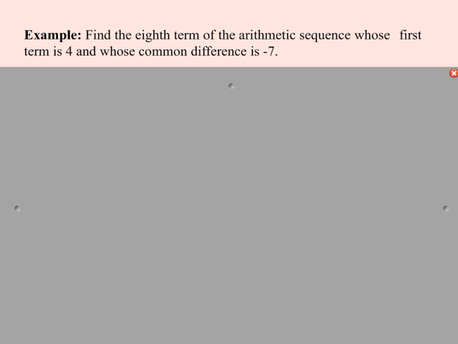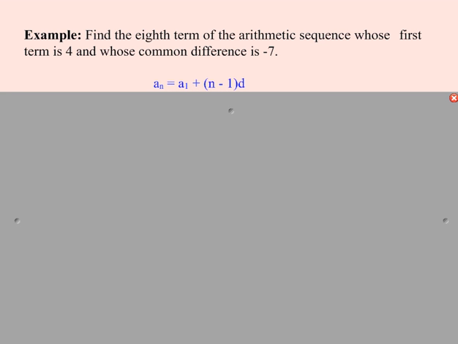Our first example says, find the 8th term of the arithmetic sequence whose first term is 4 and whose common difference is -7. Now, of course, you could write out the first 8 terms of this sequence. But let's use this example to understand the recursive formula from the previous slide. So we start with our recursive formula, a sub n equals a sub 1 plus n minus 1 times d. Since we're being asked to find the 8th term of the sequence, we know that this n is going to be 8, so a sub 8.